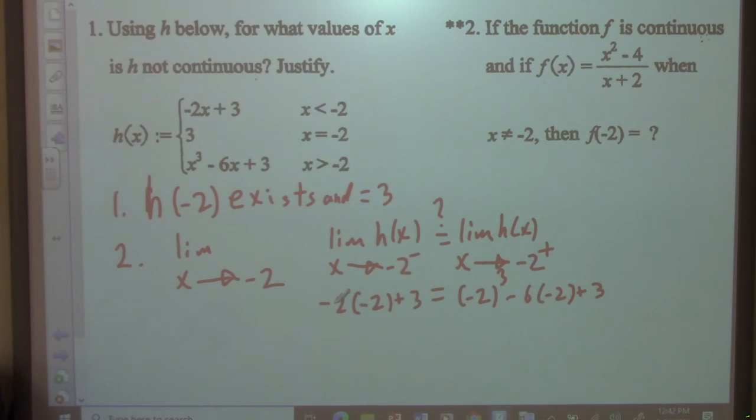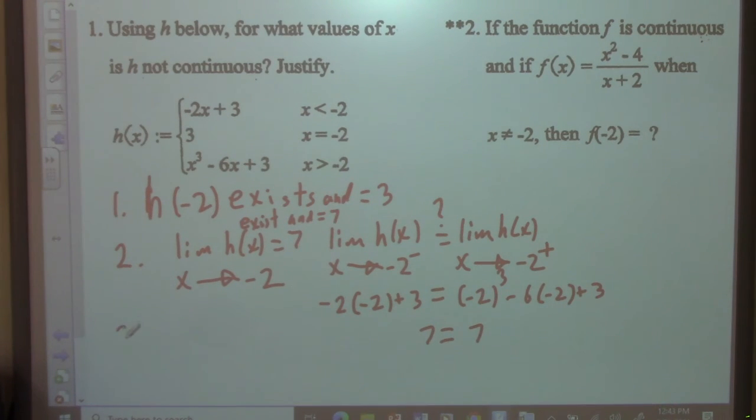So on the left side we have 4 plus 3, 7. And the right side we have negative 8 plus, isn't that negative 8? Yes. Plus 12. What's negative 8 plus 12? 4 plus 3. So that's 7. So yes, the limit as x approaches negative 2 equals 7. So the limit exists and is equal to 7.